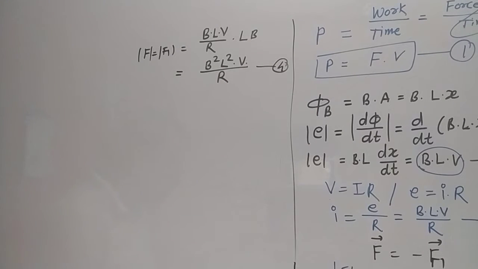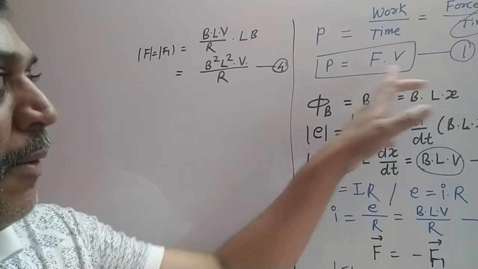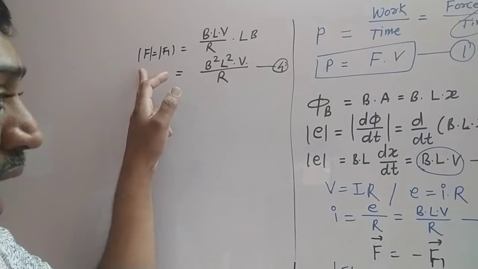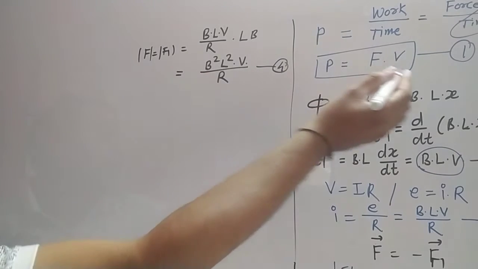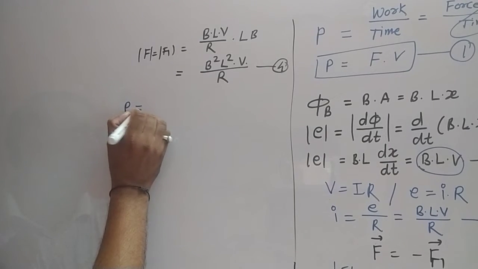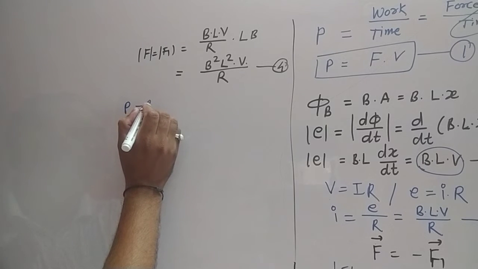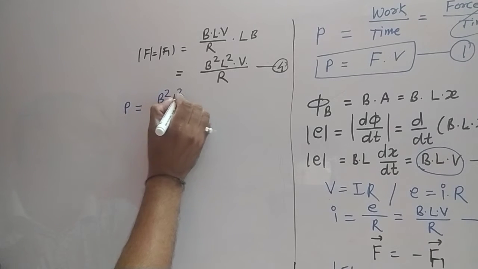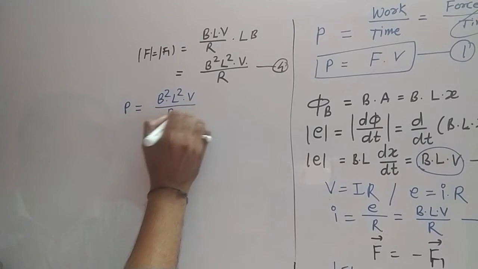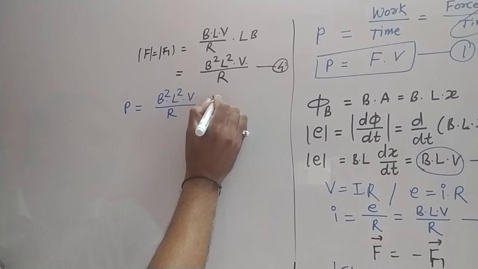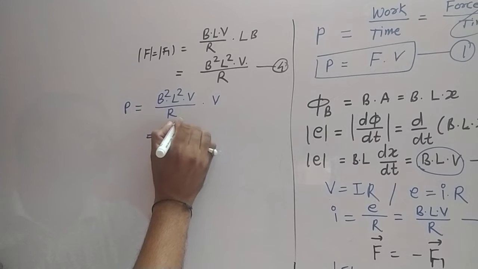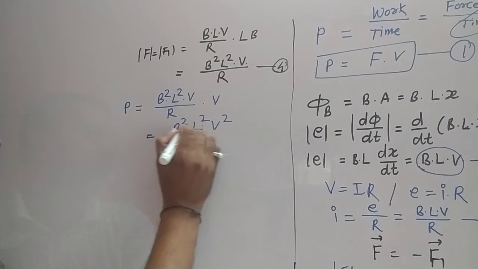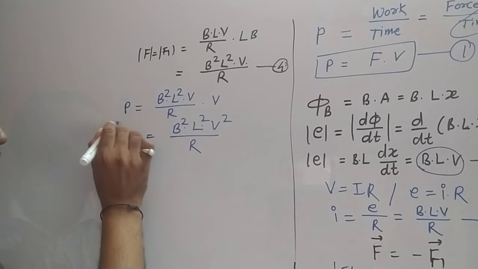This is equation 4, which gives how much force is actually required. Now from equation 1, P equals F into V, and we have found F. So put this value in equation 1. The amount of work done required to move the coil in a magnetic field, P equals F, which is B square L square V divided by R, into V. So V into V is V square, so we can write B square L square V square divided by R. That is nothing but P.